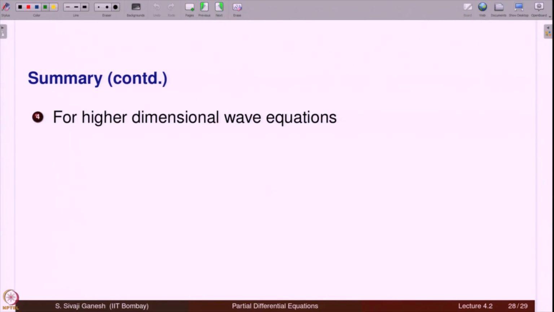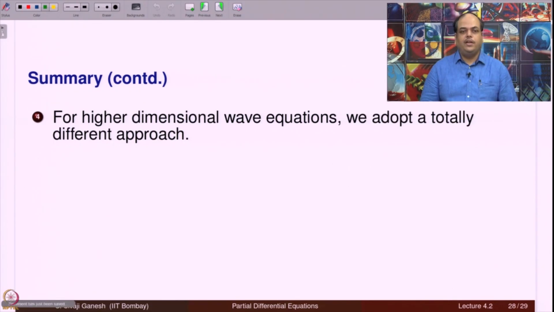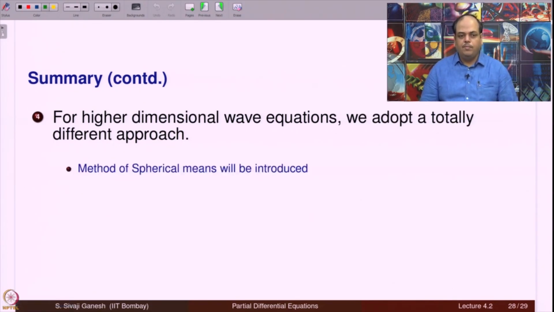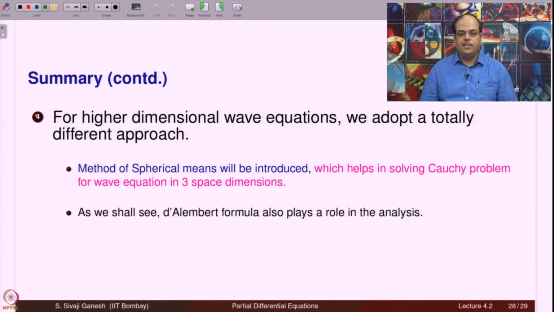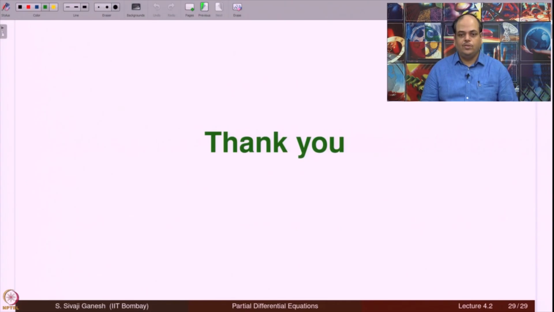It is not clear if there are such simpler canonical forms which help immensely in obtaining a solution to the Cauchy problem. So, for higher dimensional wave equations, what do we do? We adopt a totally different approach. We use what is called the method of spherical means, which we will introduce, and that helps in solving the Cauchy problem for the wave equation in 3D first, three dimensions, not 2D. As we shall see, the D'Alembert formula also plays a role in the analysis. Using spherical means we reduce the Cauchy problem in 3D to a wave equation in 1D, and that is where we can use the D'Alembert formula for the solution.